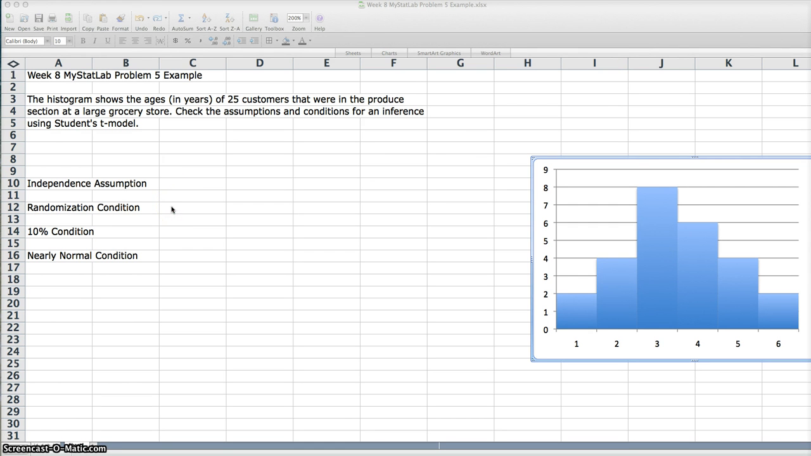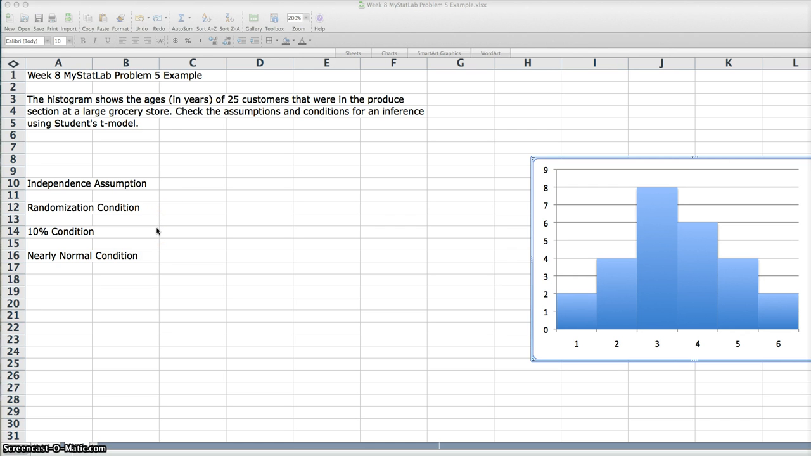The second one is our randomization condition. Well, let's think about that a minute. We're in the grocery store, but we're in the produce section. We didn't go completely through the store. We stayed just in the produce section. So since they were just customers that were in the produce section, we cannot say that it is completely random because we did not go outside of that section. So if we're looking at the ages of customers, they're in this grocery store, and it says it's a large grocery store, and we just stayed in the produce section, then we cannot say that this is random. So we'll have to say that condition does not exist.